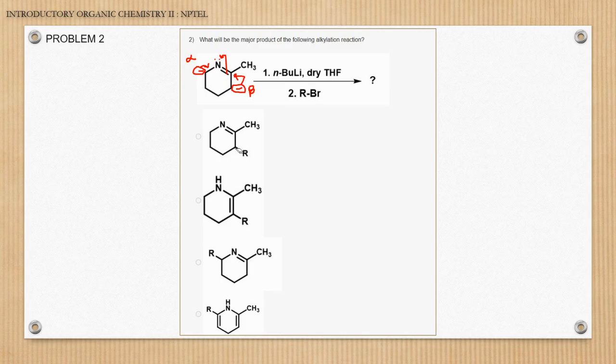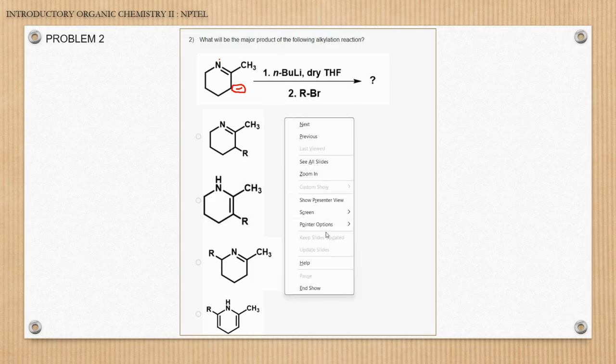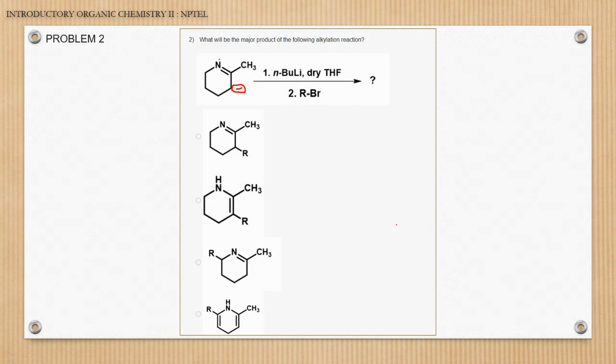Is it clear? Yes, ma'am. Okay. So if it is clear, then the negative charge is now generated at the beta position, and in the second step, it will attack this R group and Br gets knocked out. So now tell me which is the correct option, guys. First option. So option number 1 will be the correct one, right? Okay, so I hope it is clear to all of you.